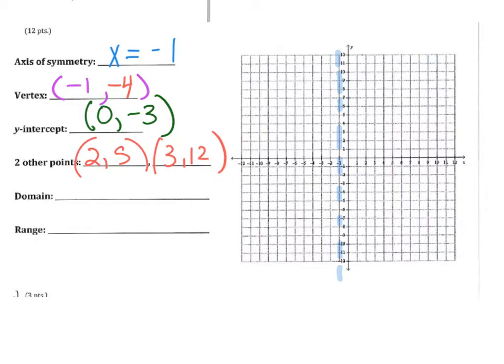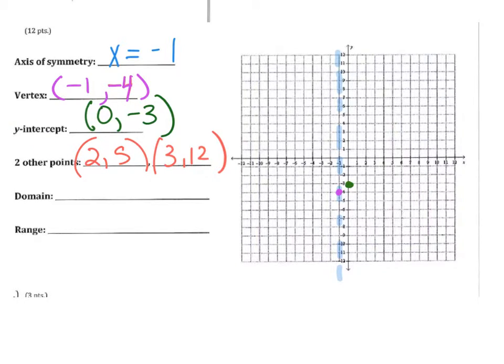My vertex is -1, -4. So I am going to actually go to -1, -4 and put my vertex. My y-intercept is 0, -3. So I go over 0 up to -3. That's my y-intercept. Now what Ben did was, instead of creating two different points, he realized, because he graphed first, that this is a point that could be reflected over here. And if you did that and named that as another point, that's fine.